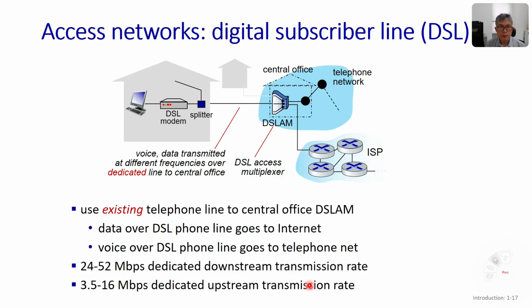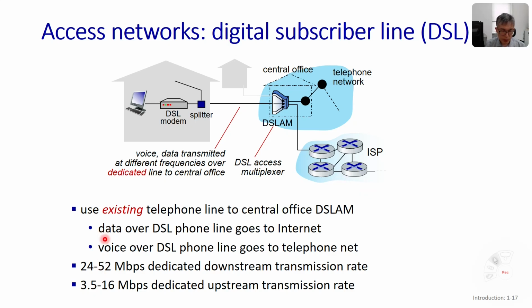Okay, so we have another access network, digital subscriber line, DSL, using the telephone line. The DSL modem shares a telephone line for voice service and data service. So we use the existing telephone line to the central office DSLAM. DSLAM is the DSL access multiplexer, which means many houses are connected to this DSLAM, and then the DSLAM is eventually connected to the ISP core network.